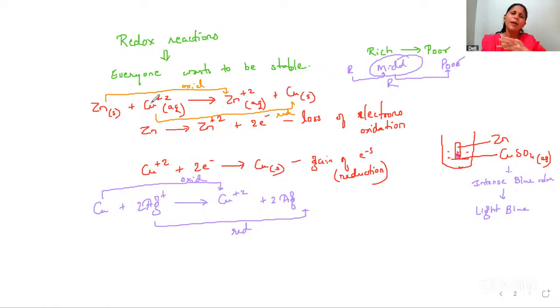When we talk about the relative reactivity of metals, the relative activity, we have something called the activity series, or we can call it the reactivity series. So using this reactivity series or activity series, you can say who is actually poor and who is rich. That is, who has more electrons, who can donate electrons, and who can receive electrons.